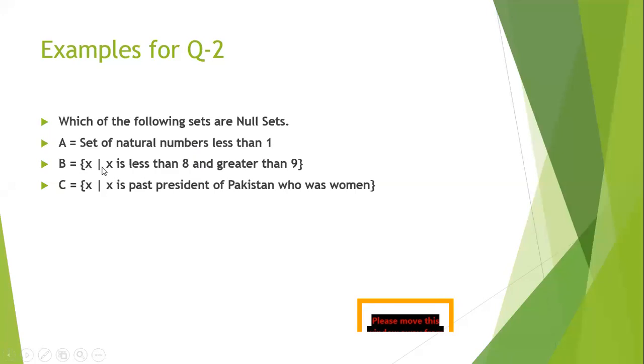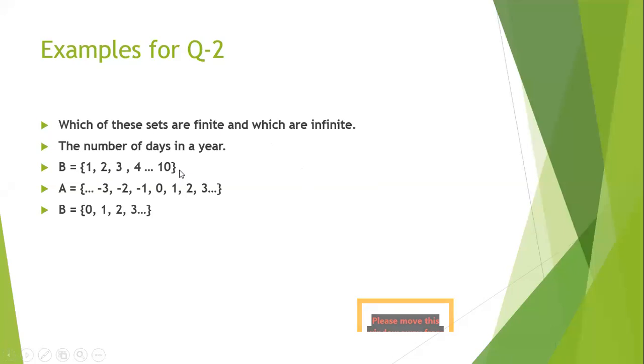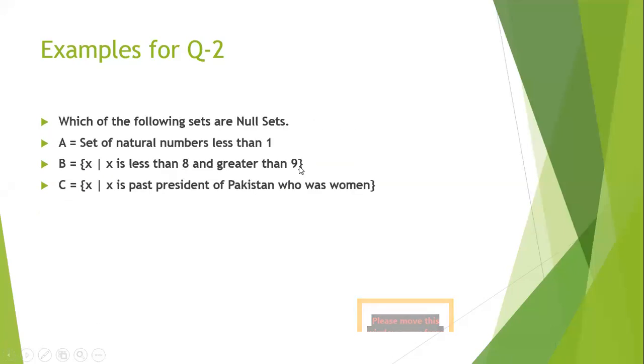B is equal to x such that x is less than 8 and greater than 9. Is there any number less than 8 but greater than 9? This also does not exist. So this is also the null set. So you have to do this one by yourself. C is equal to x such that x is a past president of Pakistan who was a woman. You have to think about this set and identify whether it is a null set or not.